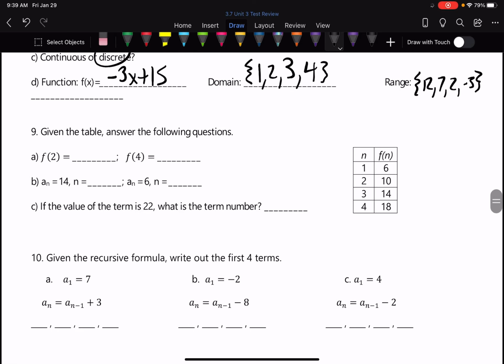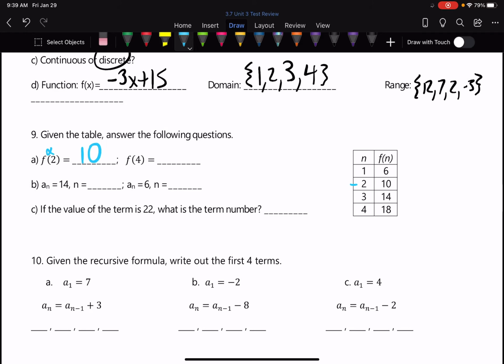Let's look at number 9. It says, given the table, answer the following questions. So what is our function at the value 2? So that's saying, what's our function when x is 2? So when x, or in this case when n is 2, our function then is going to be 10. And it says, what is f of 4? So we're going to look when x is 4. Our y value is going to be 18.